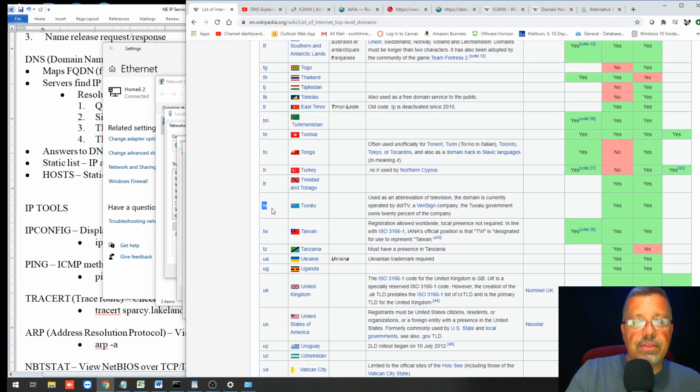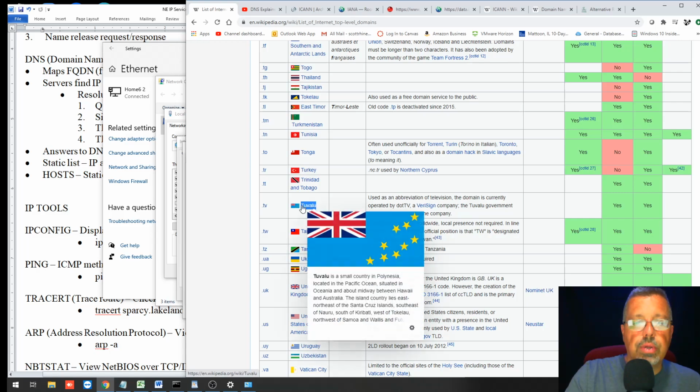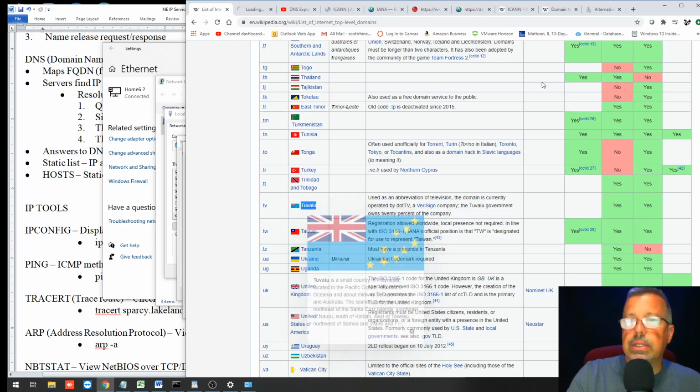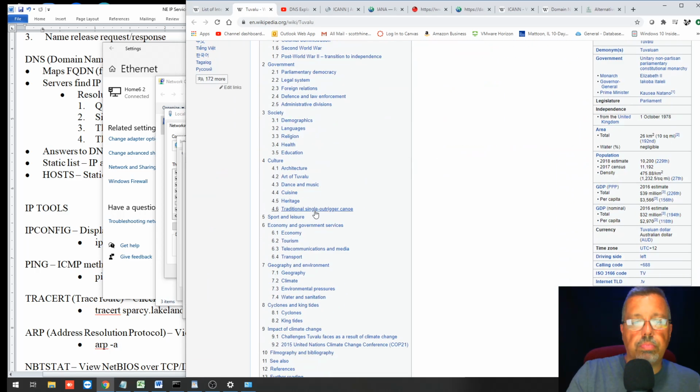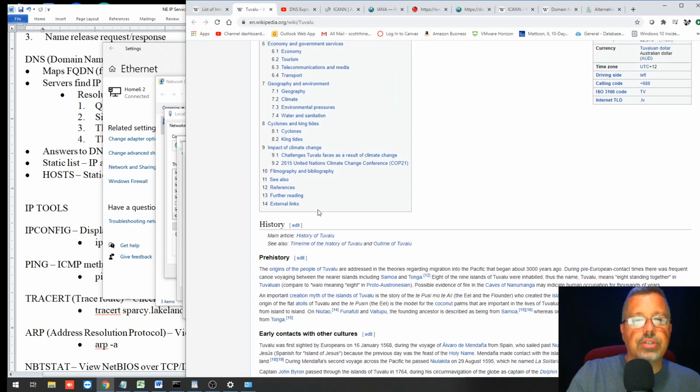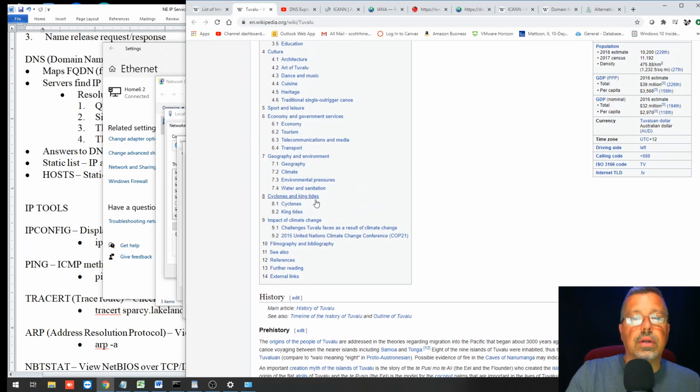Because it's .tv, they actually sold their rights to use that. Tuvalu is a country in, I believe, the South Pacific. Little island nation, Tuvalu. Polynesia and the Pacific Island. There's going to be a whole section here about, there's got to be a section in here about the economy.